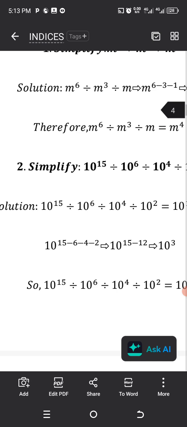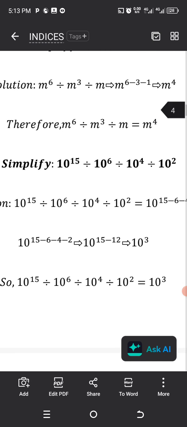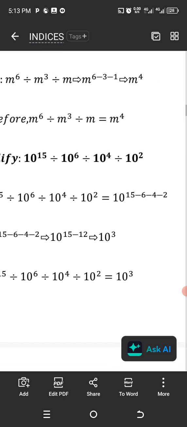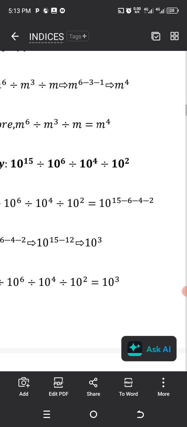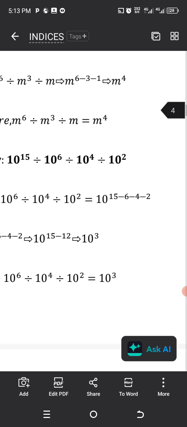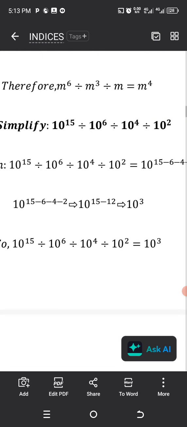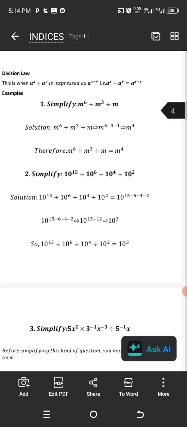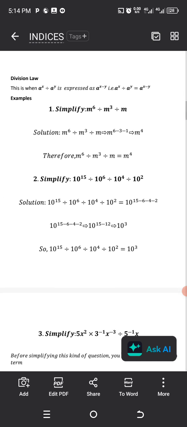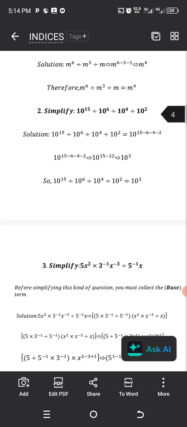So the next one is simplify 10 raised to power 15 divided by 10 raised to power 6, you can see they are having constant base, divided by 10 raised to power 4 divided by 10 raised to power 2. So you subtract. Everything is equivalent to 10 raised to power 15 minus 6 minus 4 minus 2, which is 10 raised to power 15 minus 12, which is 10 raised to power 3. So that is the answer. Let me zoom out this. Example 1 and example 2 regarding their division law. So let's move to example 3.